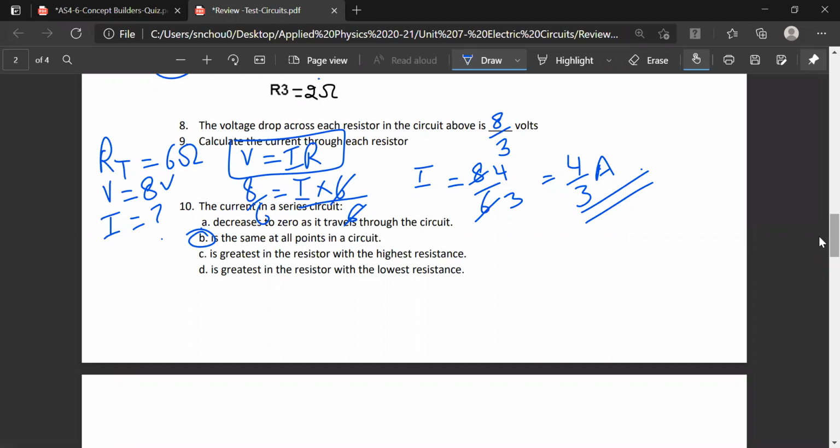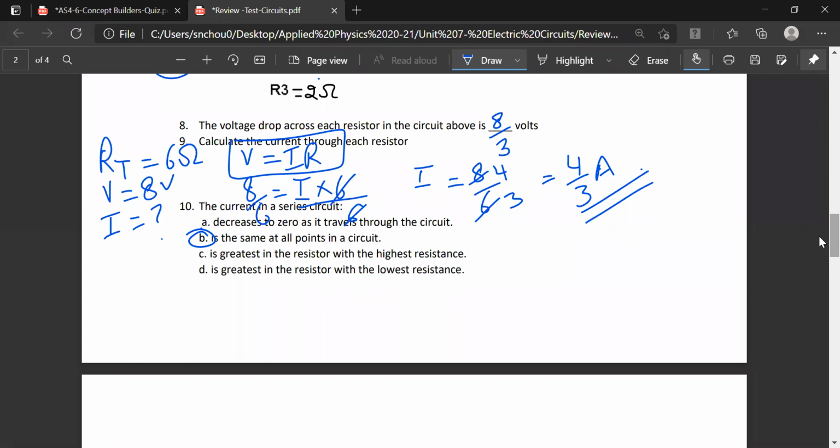Current is never ever used up. Keep that in mind, so I may give you a true or false: as the current goes through a circuit, it gets used up by the bulb. True or false? That's false, right? The bulb is not using up current. It uses up energy that each charge is carrying.